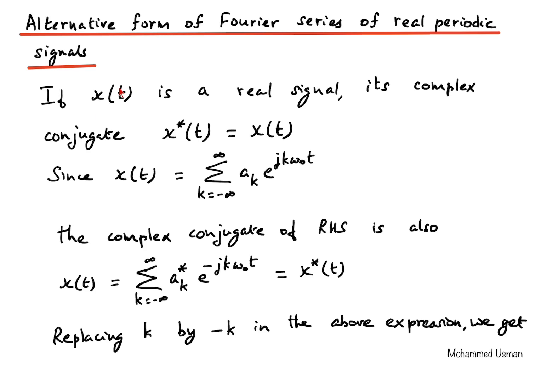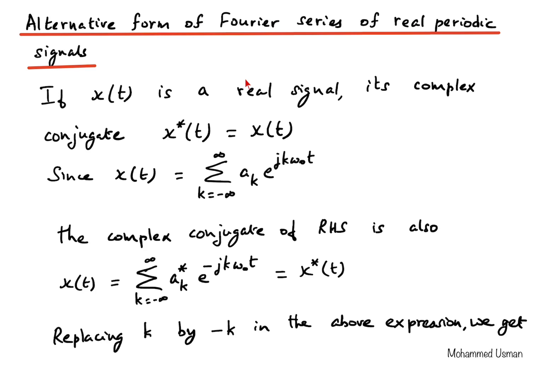Now we are talking about a signal x of t, which is a real signal, which means the imaginary part of the signal is 0. So it's like a plus j times b, where b is 0, so it's simply a real part. Only the real part is non-zero.